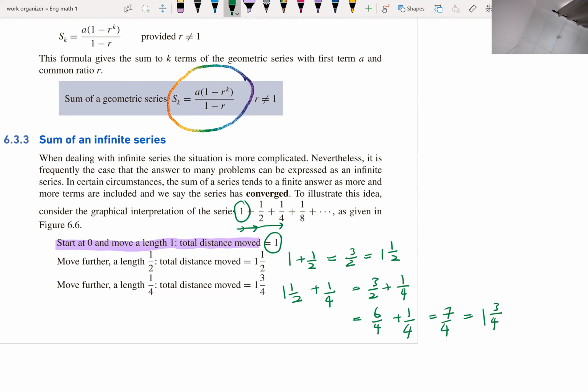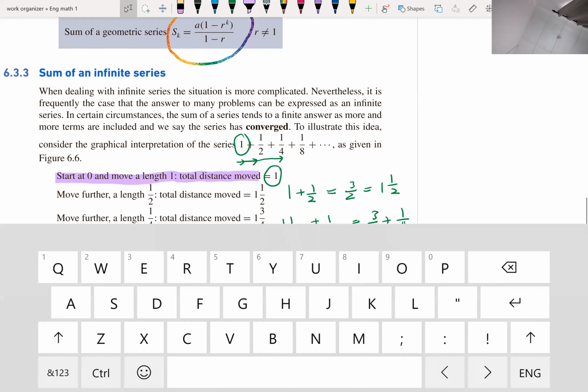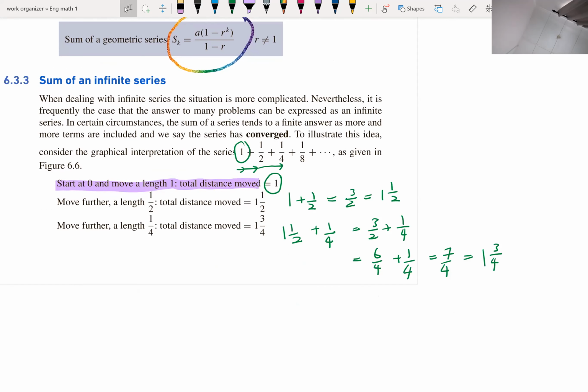We are going to find out actually whether it will converge or not. So here, previously we have 1. Converge to 2.